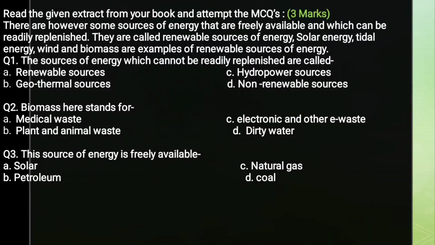Question number 3. This source of energy is freely available: A. Solar, B. Petroleum, C. Natural gas, and D. Coal. So, if you read the first line, it says there are, however, some sources of energy that are freely available. Okay, but in the last line, it says that solar energy is a renewable source of energy. So, a child has to link both and then answer that A, solar, is the right answer.